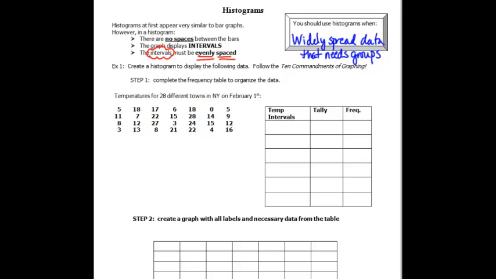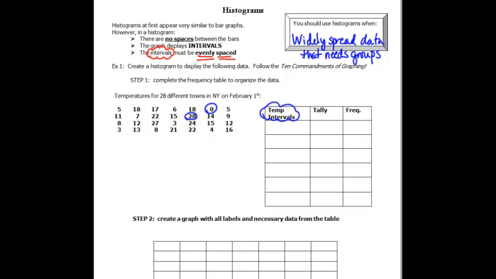Example 1, create a histogram to display the following data. Follow the 10 commandments of graphing. First, you need to create a frequency table. And the frequency table is first going to talk about creating those intervals. So what you want to do is locate your highest value and your lowest value. It appears to me that the highest value is 28 and the lowest value is 0. Now this is temperature, so it could have been negative.